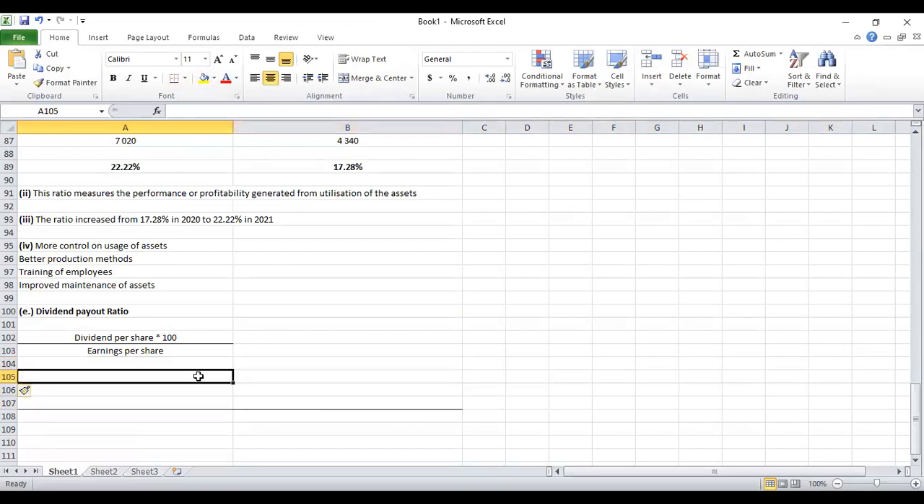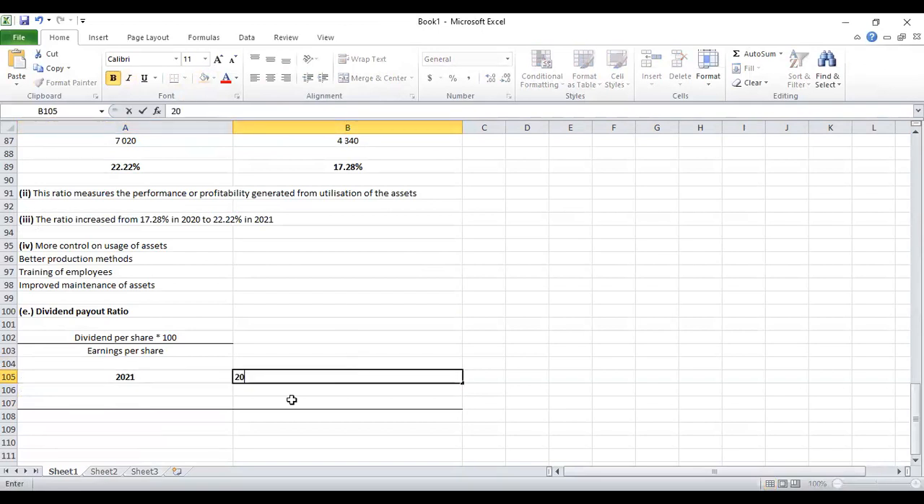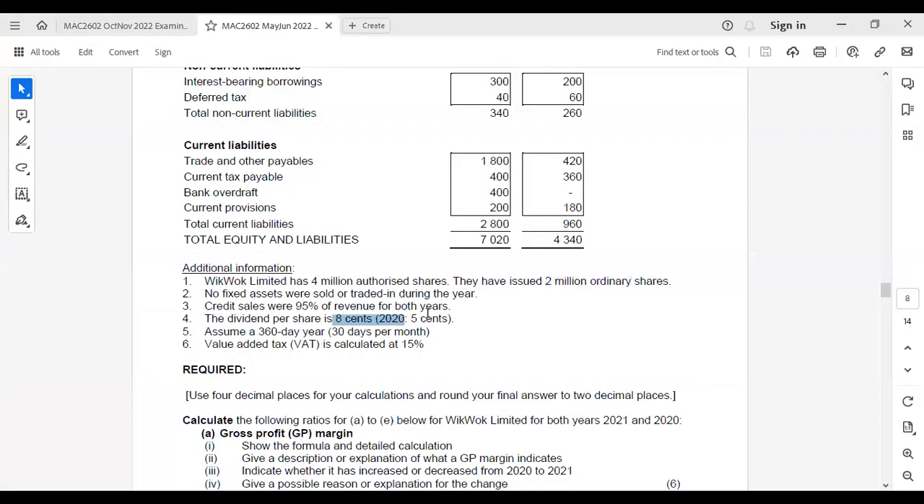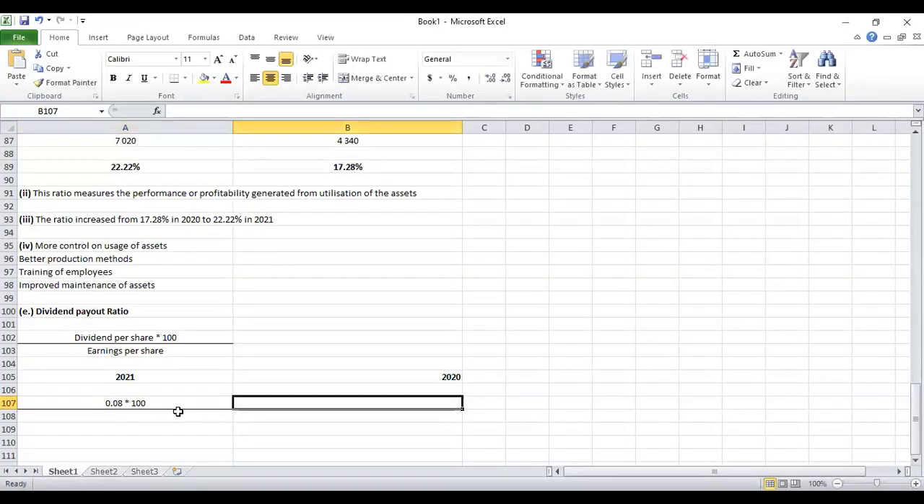So we can say, right, we would say 2020. Right, to get our dividend per share, it's given. But we just have to convert it from cents to rands. It's 8 cents for this year and 5 cents for last year. So we can just say 0.08 times 100, 0.05 times 100. I just converted my 8 cents and my 5 cents to rands.